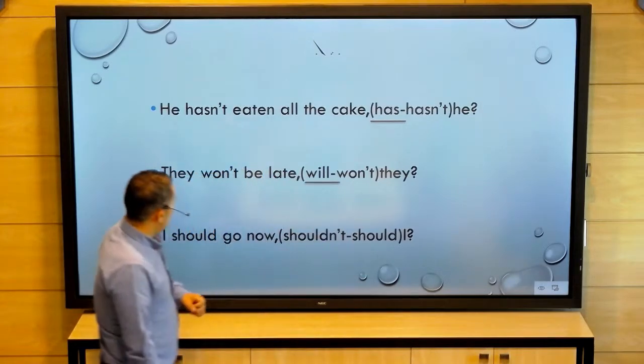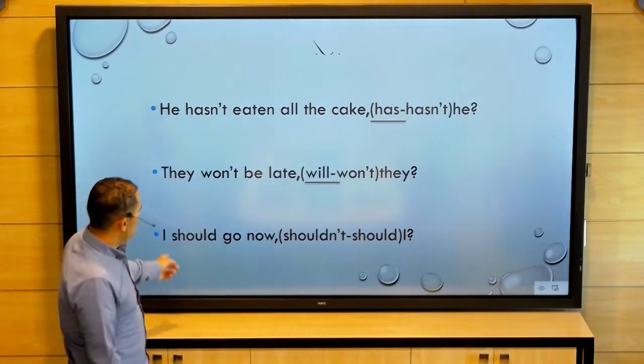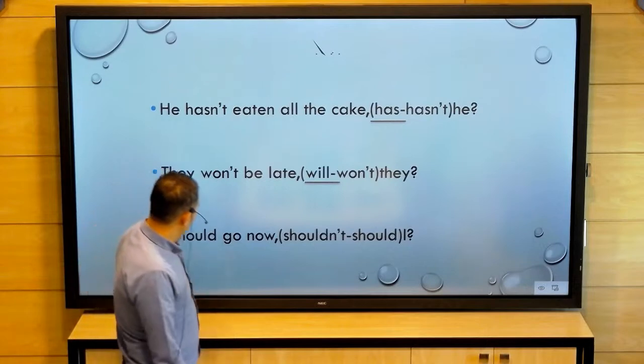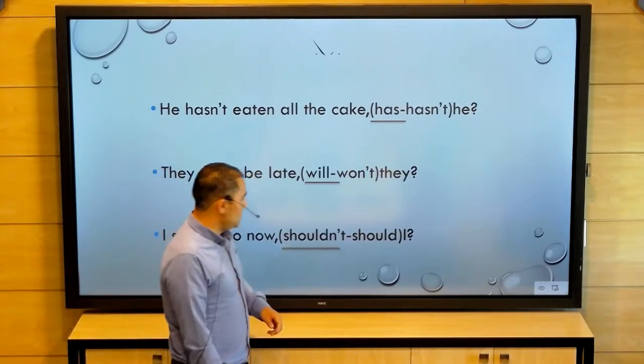Will they? I should go now. Here we have the modal should. We will put it in the negative form. It will become shouldn't I?